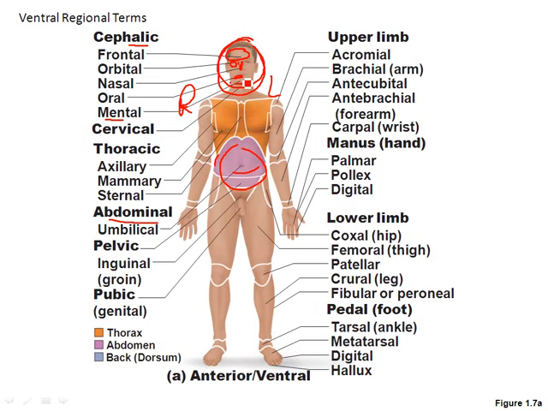So if you learn the word mental now, that'll make it easier when we talk about the bones. The arm, or the upper limb specifically, is this region, okay?